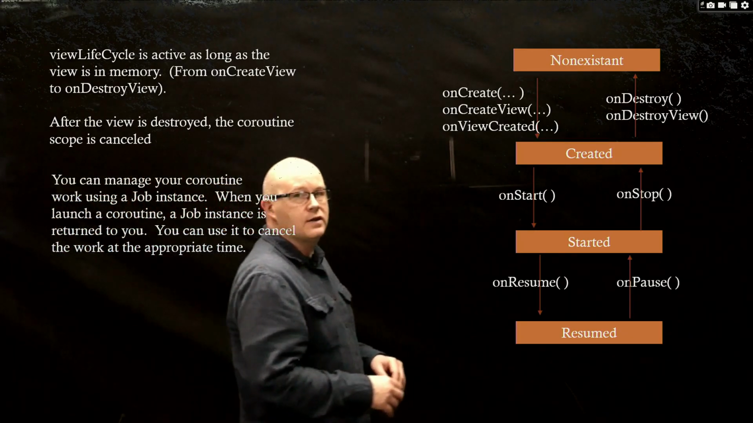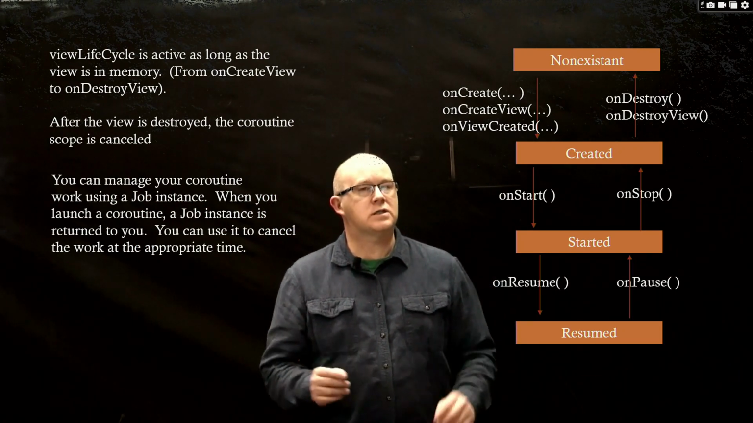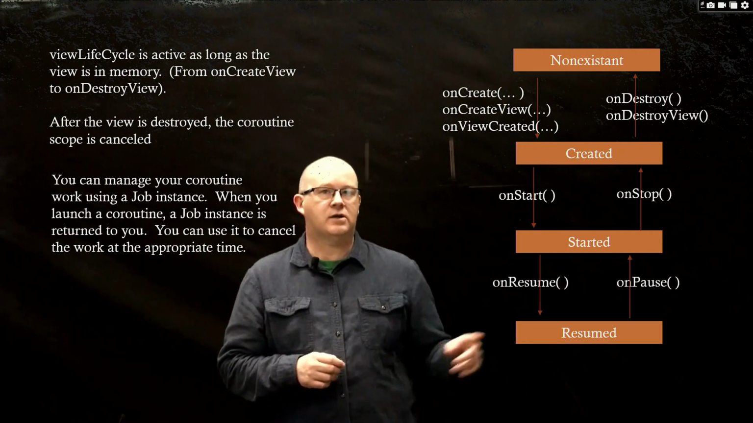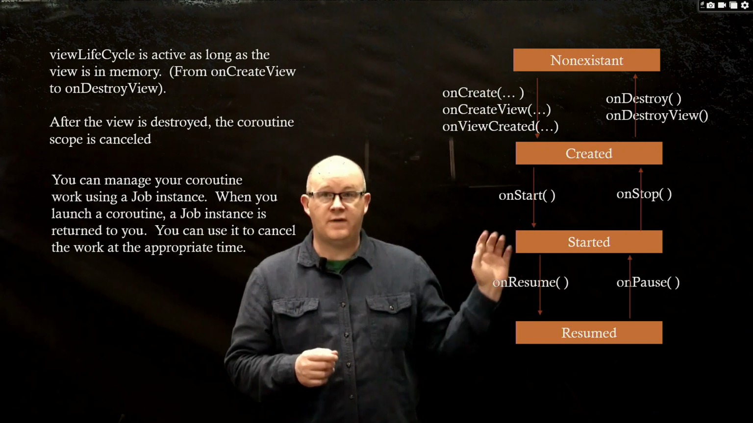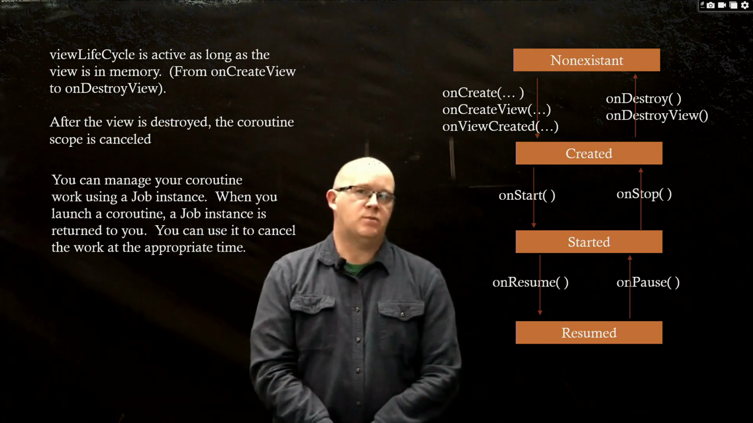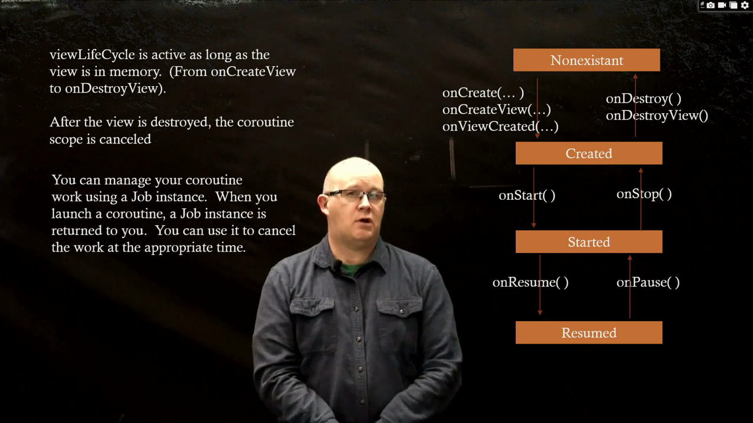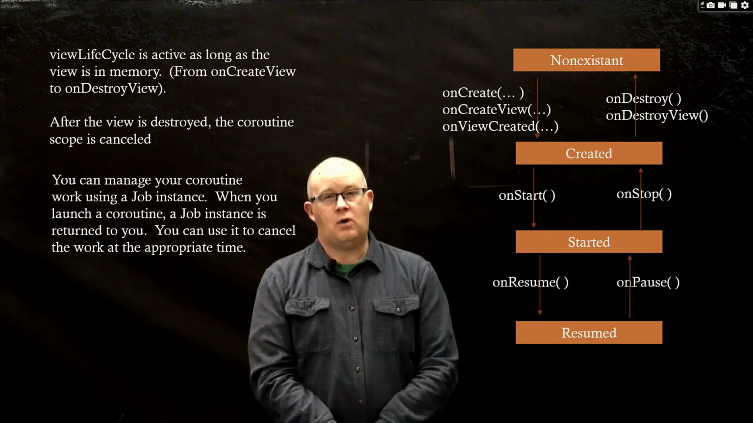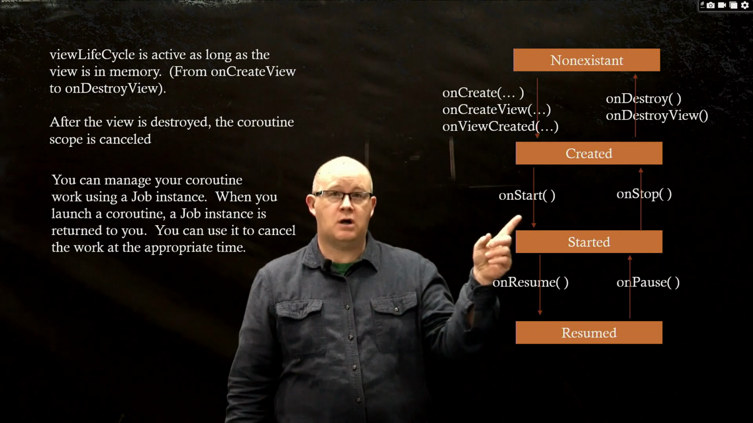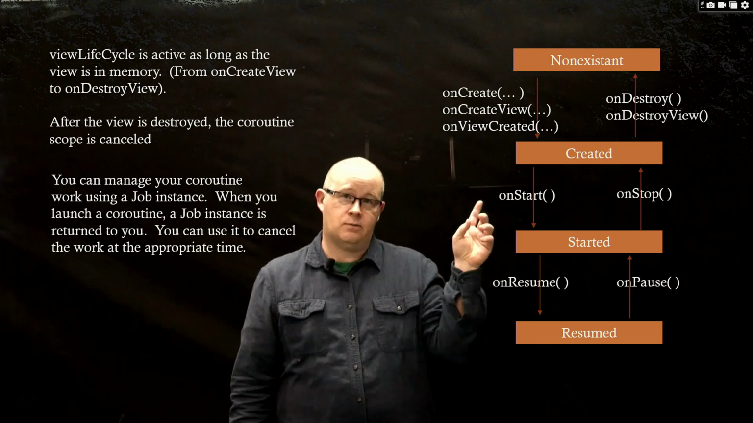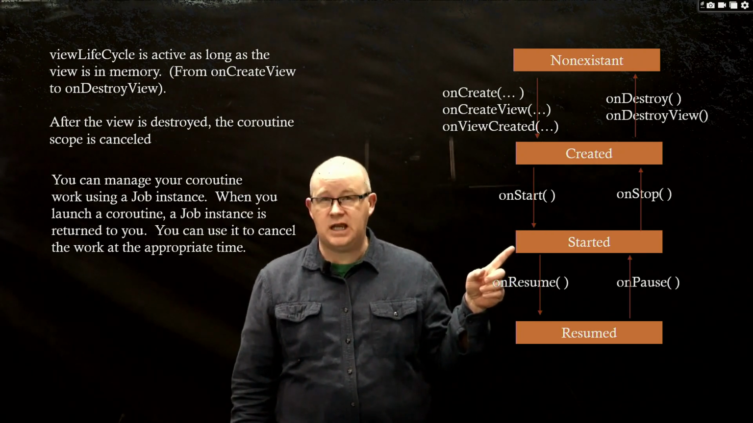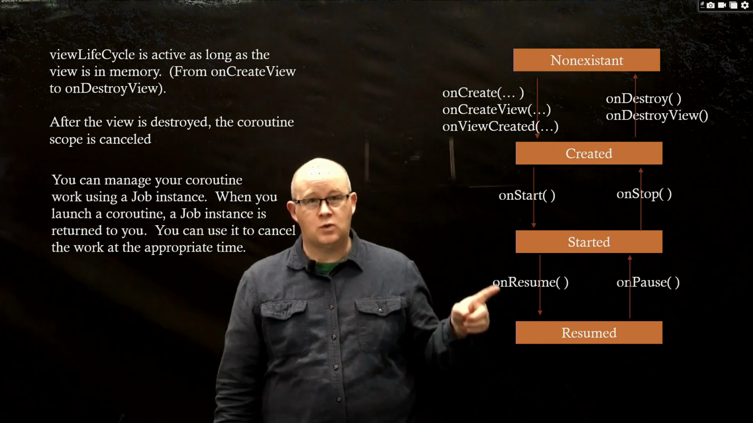Okay, now on this slide here, almost all of this is old information. We have seen the fragment life cycle before in previous chapters, and we'd already mentioned these two things over here. However, you can manage your coroutine work using something called a job instance. Now, we'd only want to do this when it is visible. So we would probably want to start the coroutine work whenever we are in the start position, when we call on start, so we can get to the started state. So we would probably want our coroutine to work here.